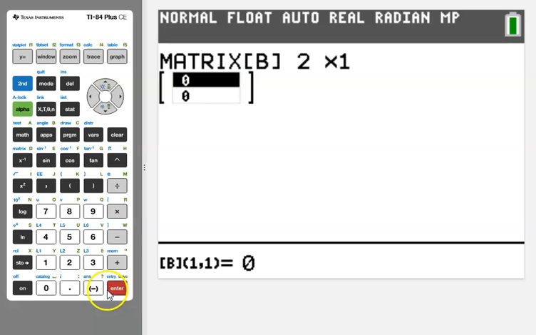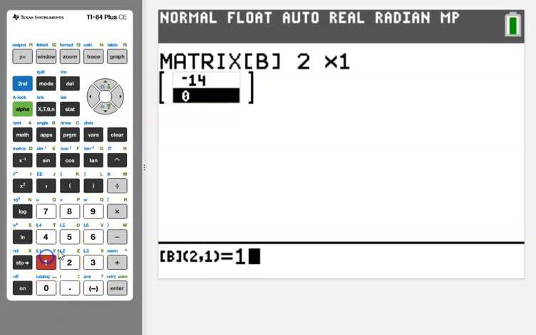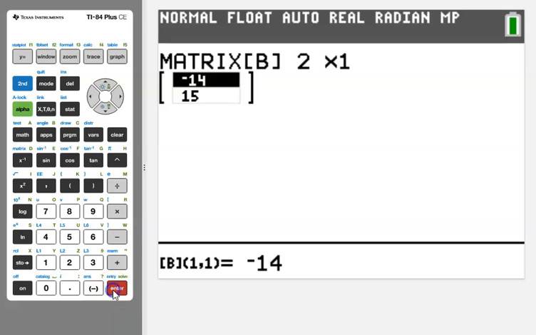So the numbers are negative 14 and 15. So type negative 14, not minus, but negative, the one below 3. Use your arrow to go down to the other one or type enter, and then type 15, enter. Be sure to hit enter so it will record the number in that spot.